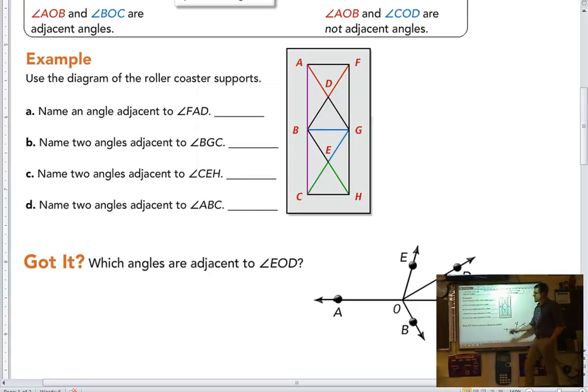CEH. I'm again going to make my start angle red just to keep things easy. So CEH is actually right here, using this edge and this edge. Now that we've talked a little bit, check with your neighbors real quick on what they have listed as adjacent. There are multiple right answers.